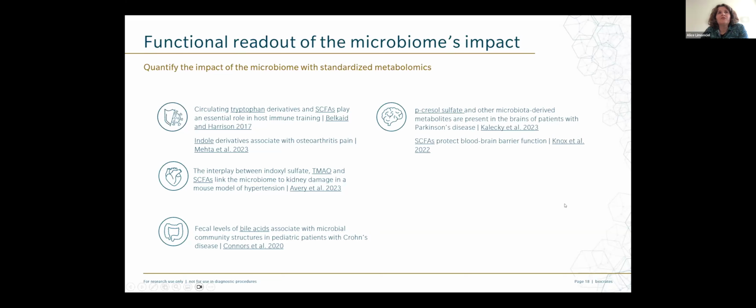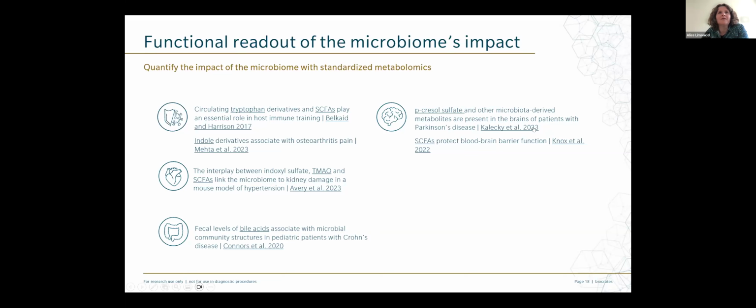The example of the brain that I mentioned before is from this publication by Kaleski et al., where P-cresol sulfate and other microbiota-derived metabolites were quantified in the brain of patients with Parkinson's disease. If this is a topic you're interested in, I encourage you to listen to the Metabolomist episode where I interview Karel Kaleski, the first author of this publication. You can find this podcast on the internet or on the biocrates website. It's called The Metabolomist, and it's a podcast where I interview scientists about their work with metabolomics.